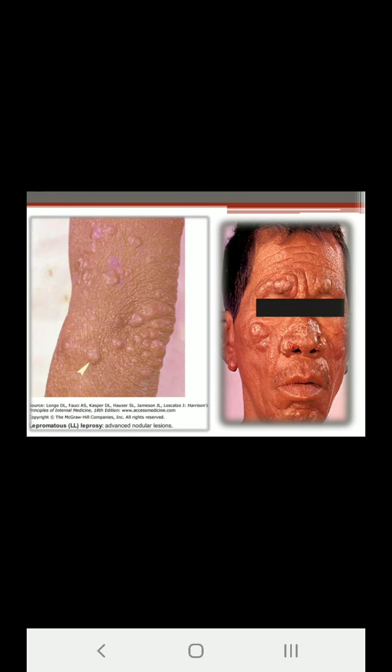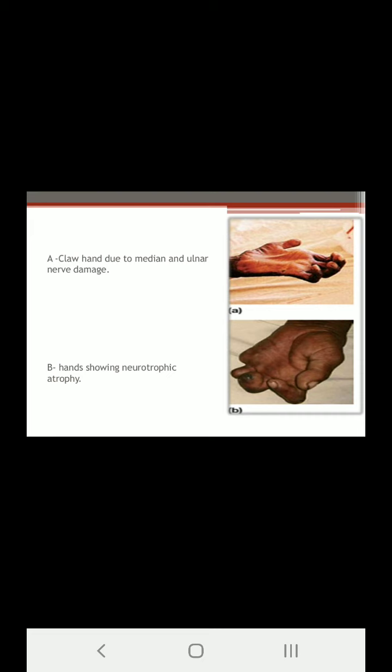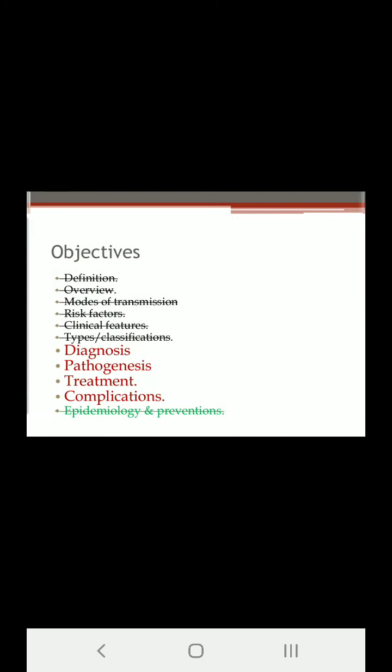Now this is the worst end of the lepromatous leprosy, in which you can find the fully developed lepromatous nodules in the hands, in the skin, on the face, on the earlobes. This is borderline leprosy. Now claw hand due to median and ulnar nerve damage, and hands showing neurotropic atrophy.